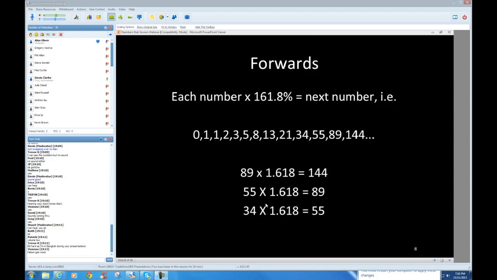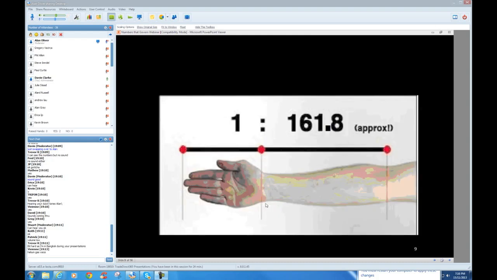We can get the numbers by two ways. We can take a number, multiply it by 0.618 or 61.8%, which will take us backwards in the chain, or 1.618 or 161.8%, which will take us forwards in the chain. And those are a couple of crucial things to remember.